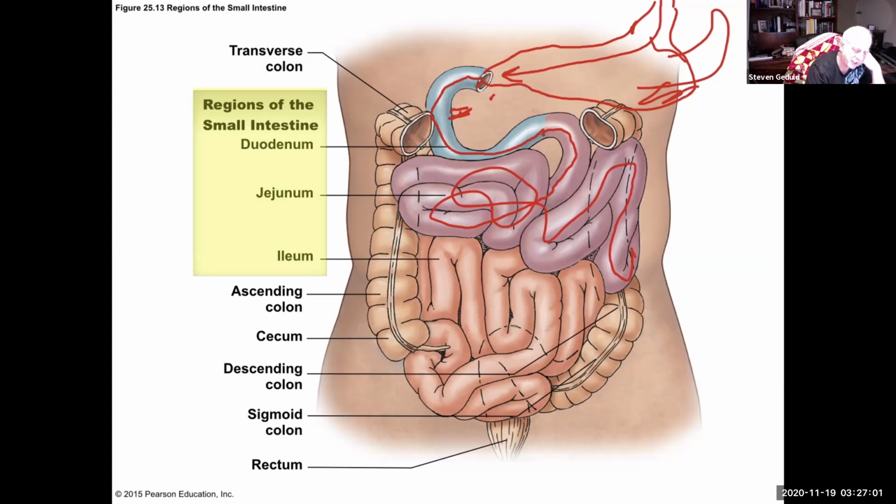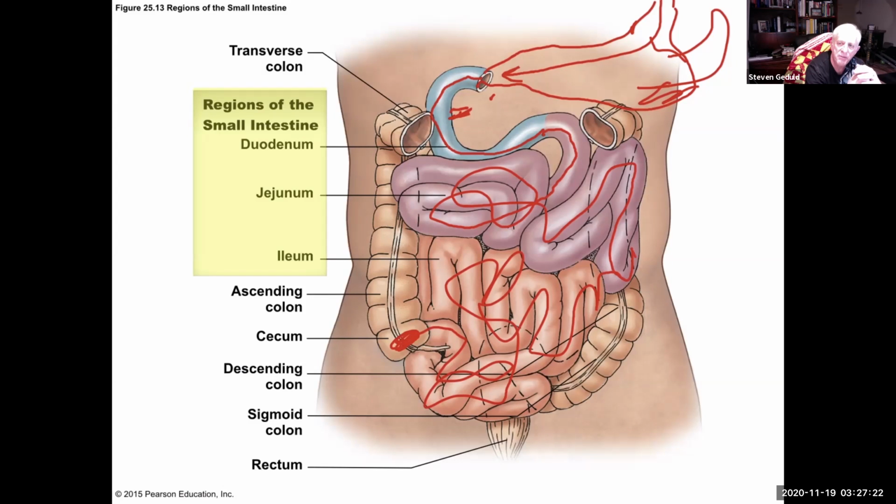Jejunum then comes into the ileum, and this is your ileum, and it wraps around all through here and feeds into the cecum of your large intestine. If you can follow my red map there, you're in good shape. But it's the duodenum, the jejunum, and the ileum.